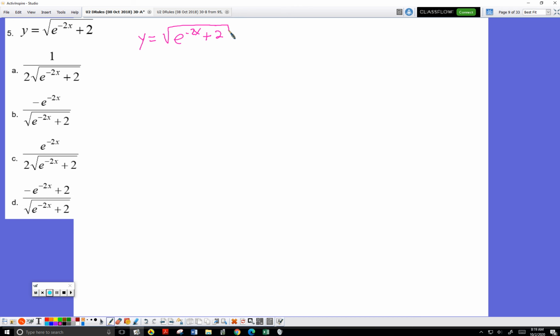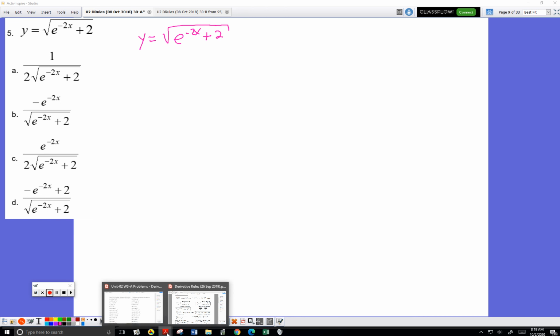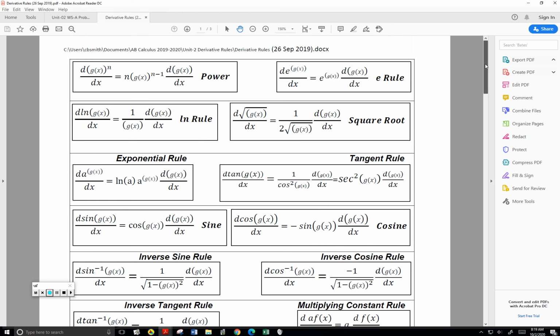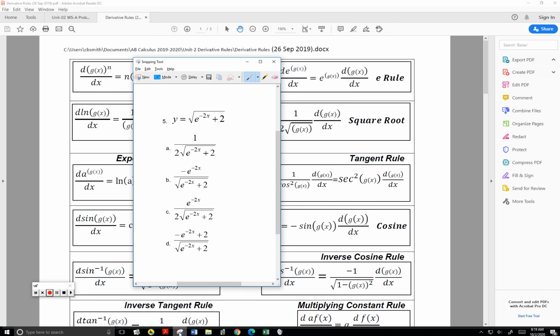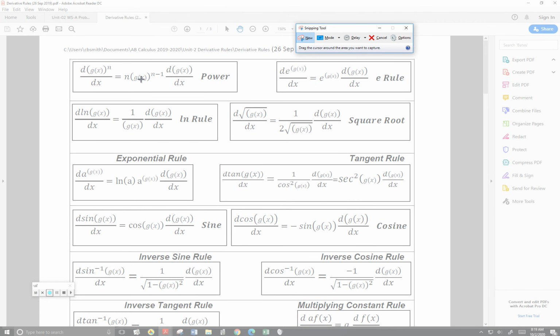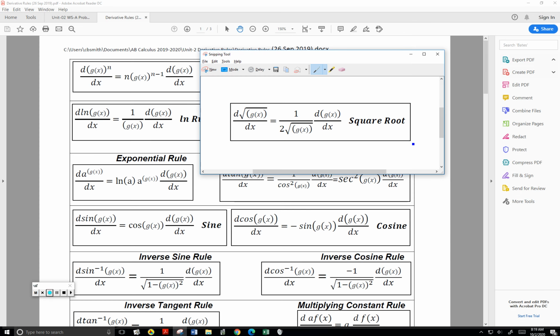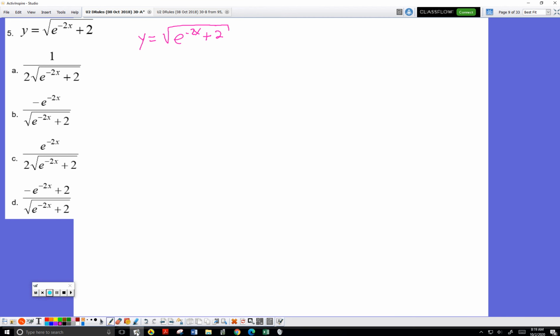Let's go, Lexi. So use the square root when you knew it. 4 points, 5 for Lexi. Go here. Square root. And I memorized the square root rule the same way I just mentioned. I say the derivative of the square root of something is going to be 1 over 2 times the root of that something multiplied by derivative of the something.